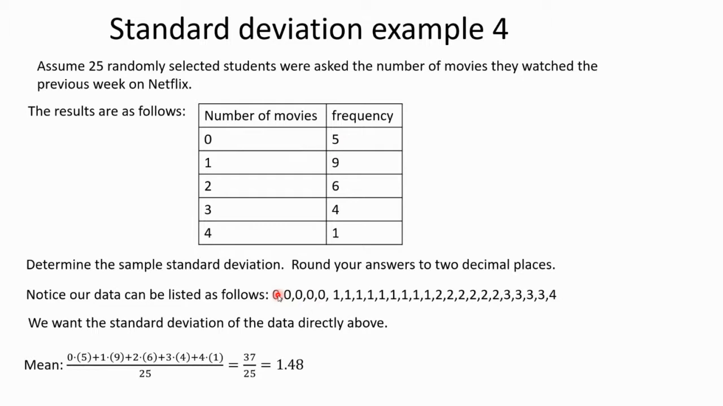That's the same as doing the number times the frequency and adding up these products. And you want to divide by the number of data values, which is the sum of the frequencies. Doing that, we get 37 over 25, which is 1.48. So that's what we get.